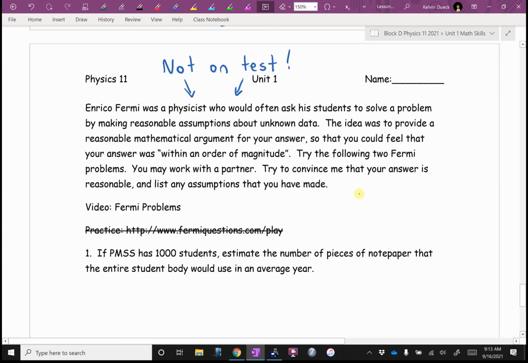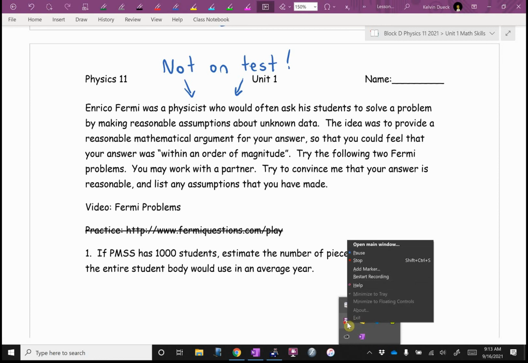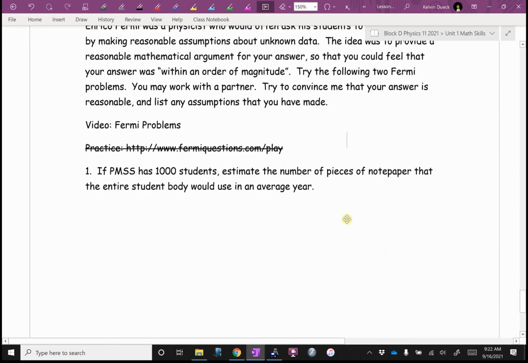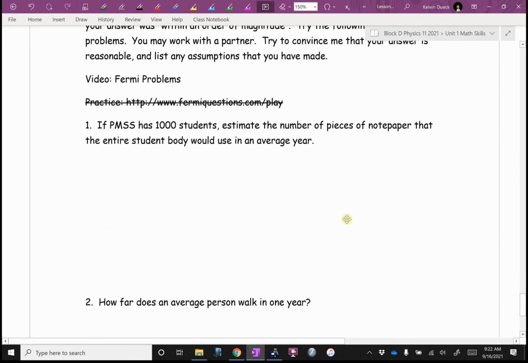So put your pencils down, look up. If you're bored, for tomorrow, see if you can give me a good estimate. If Pitt Meadow Secondary School has 1,000 students, roughly, how many pieces of note paper does the entire student body use in an average year? Give me a convincing argument. And the second one, how far does an average person walk in 1 year? Give me a convincing argument. There may be candies involved if your argument is convincing, but I'm not going to collect this.